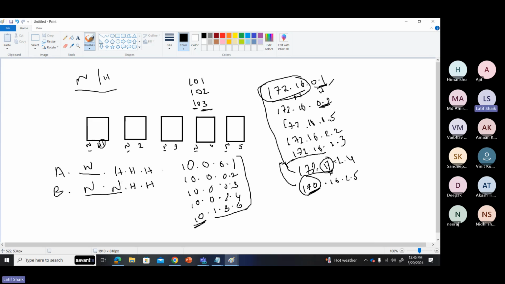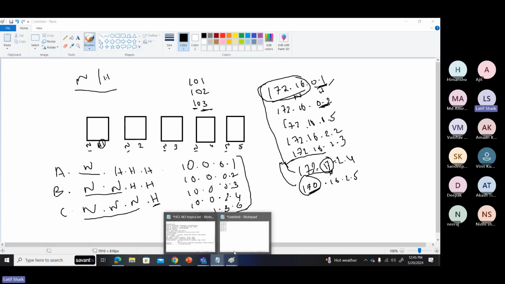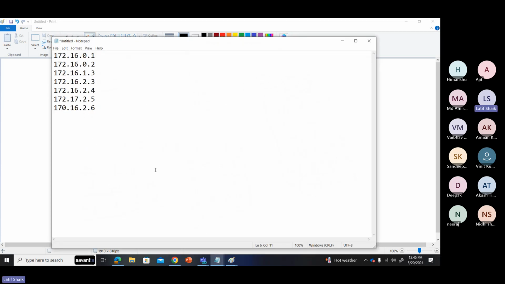Yes. Again, class C. The first three portions are network portions only, and the last one is the host portion. See, the first three portions are the network portion, and the last one is the host portion. So same, I will write here. Because of the clumsiness, that's why you are confused.